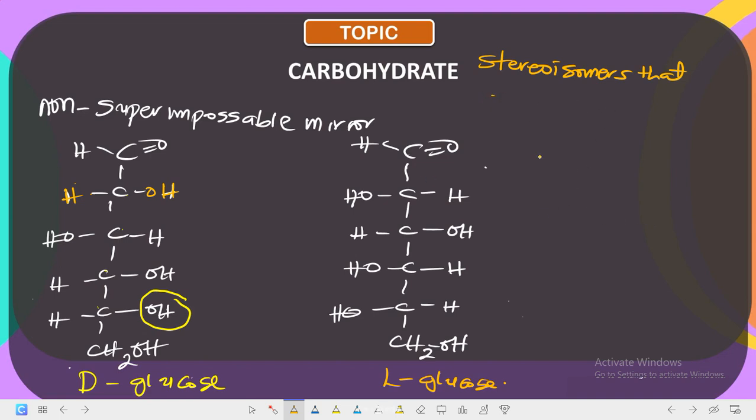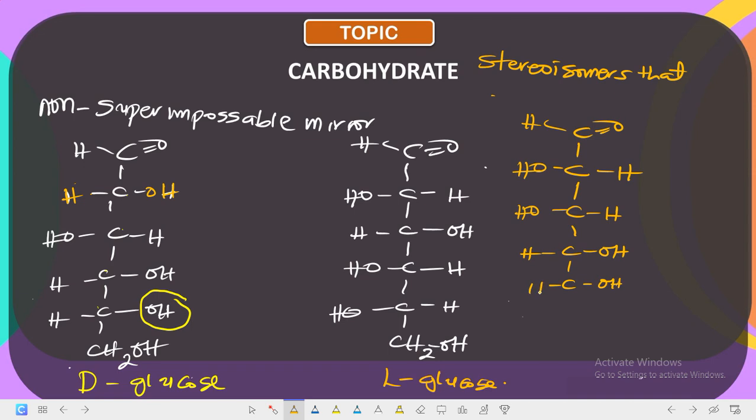So if I want to draw the structure of mannose, it will be C double bond O, then H. Here's position number 4. This one will now be what? OH here. Are you getting it? And here will be what? H. And then here will be C. Here will be what? OH. And H. And then C, OH, H, C, OH, H. And then what? C2 what? OH. Is that understood?